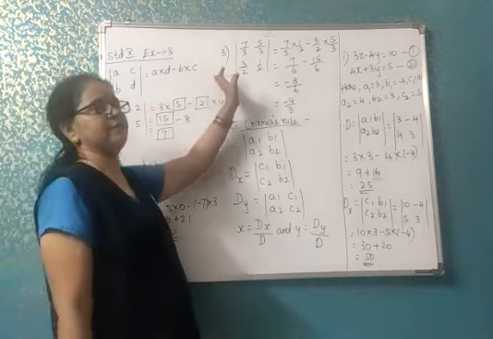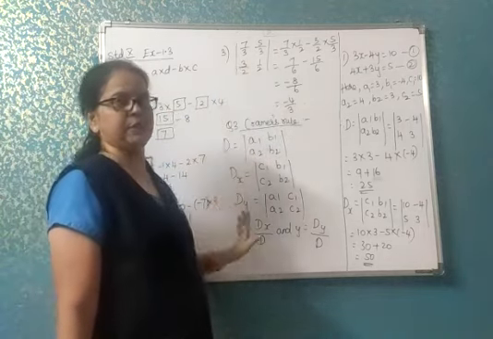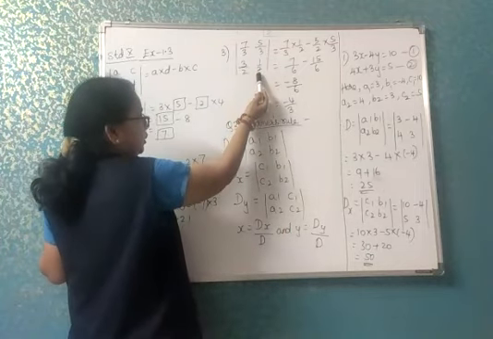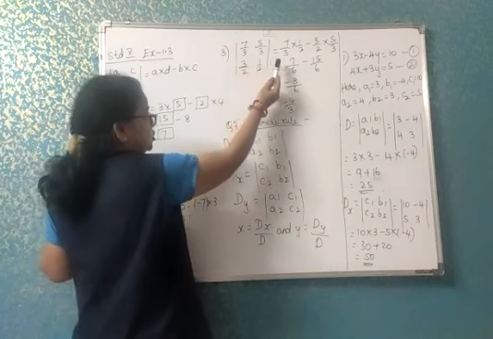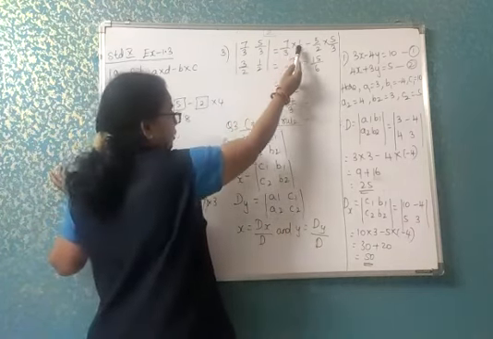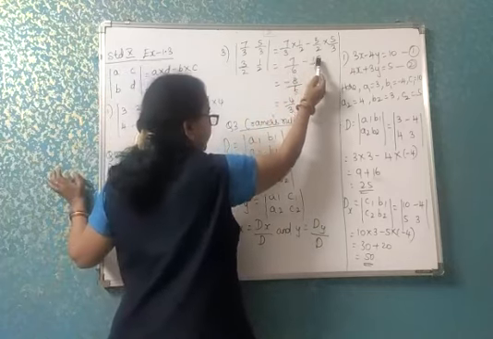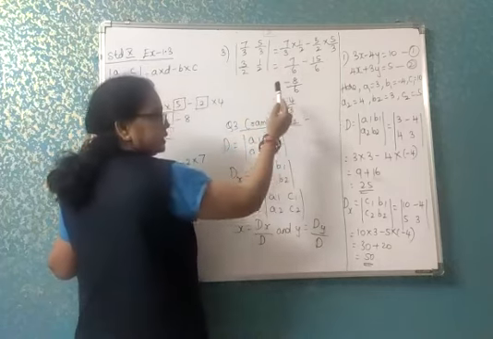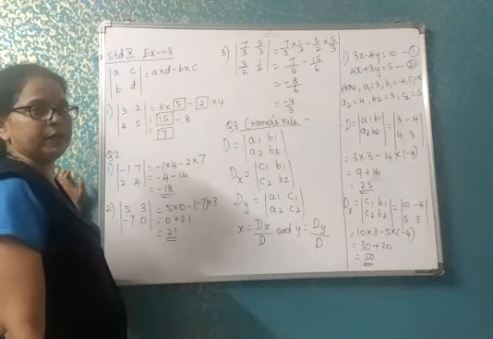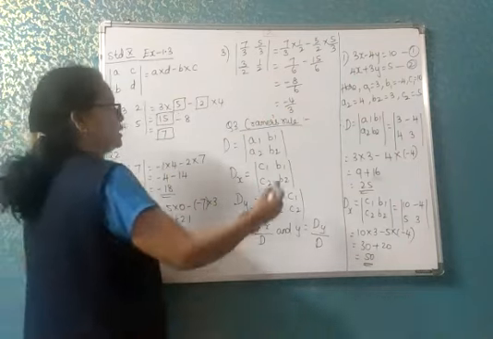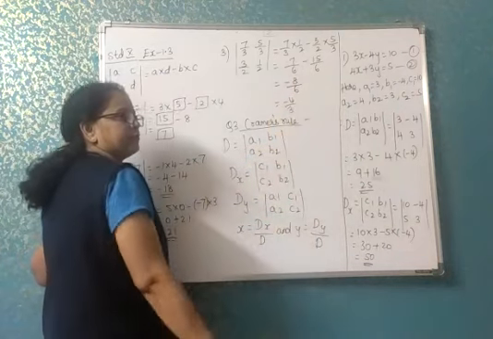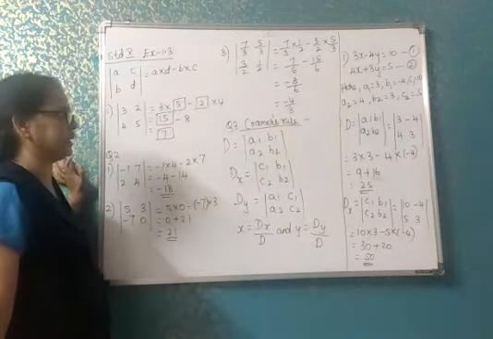Now if it is in fraction or in decimal, the method goes the same. 7 upon 3, 3 upon 2, 5 upon 3, 1 upon 2. 7 upon 3 into 1 upon 2 minus 3 upon 2 into 5 upon 3. 7 into 1, 7 upon 6 minus 15 upon 6. Since the denominator is the same, directly you can subtract the numerators. If the denominator is different, you have to find the LCM. 7 minus 15 is minus 8 upon 6. Reducing the fraction, it is minus 4 upon 3.